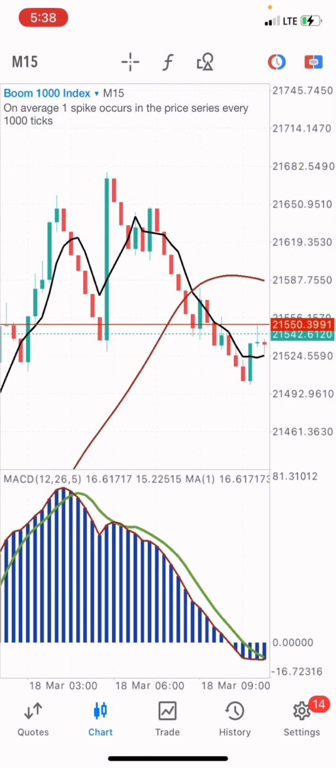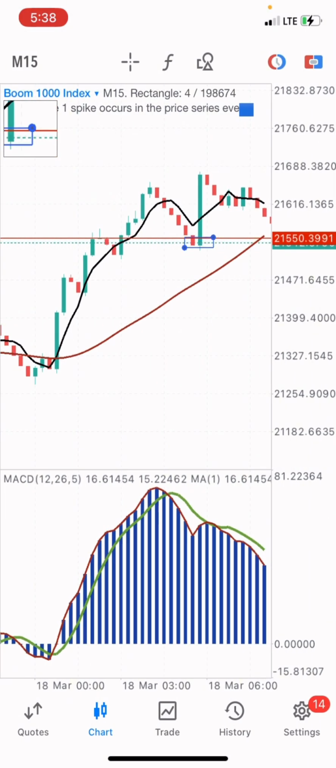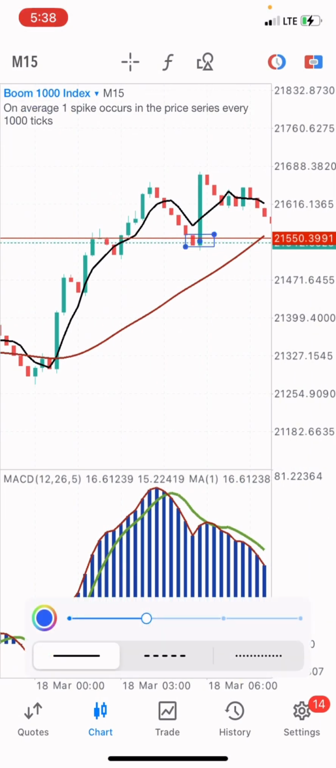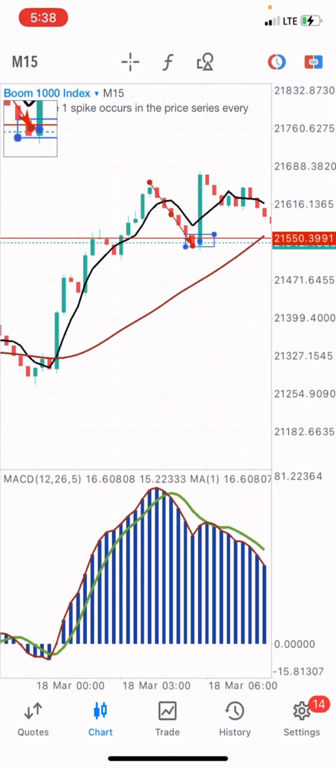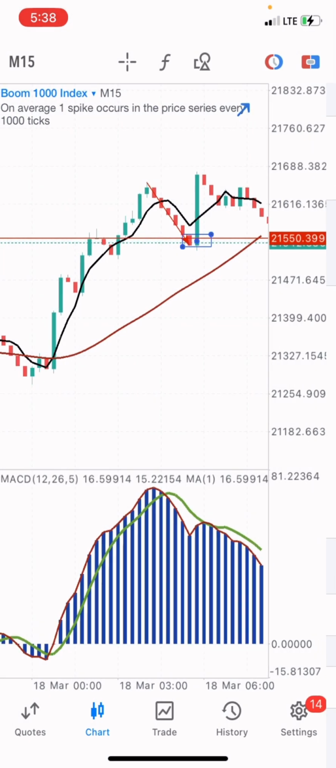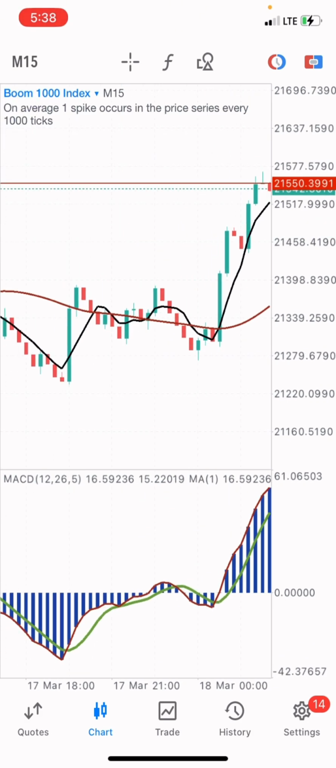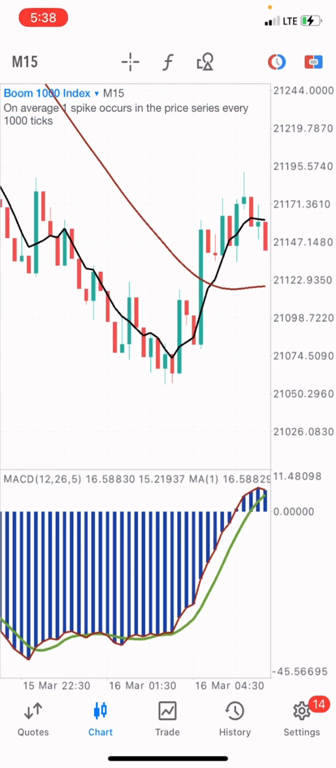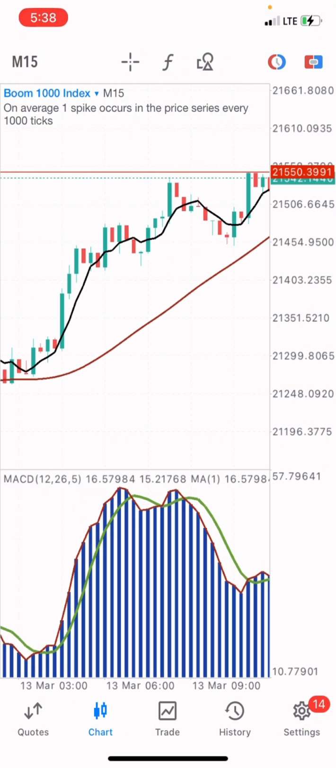All right, this is a point where resistance became support. Price came all the way from here, hit it, and went up a bit, right? It spiked from there immediately. So you can see that level is a strong resistance level. This is happening on the 15 minutes time frame.